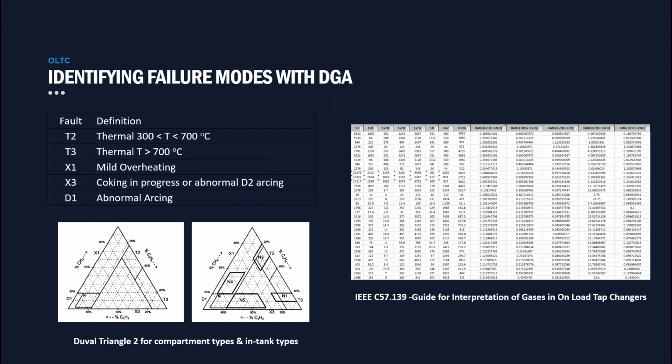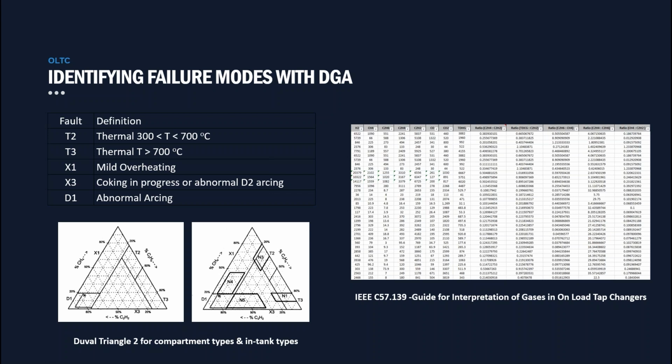We recommend, like with transformers, you use a 50 ml glass syringe so we can provide you with a more accurate condition assessment. Now, we use IEEE C57.139 in the first instance to help us interpret the test data. In the results, we look for these problems. So mild overheating, higher temperature overheating between 300 and 700 degrees Celsius, and high temperature heating above 700 degrees Celsius. Also abnormal arcing.